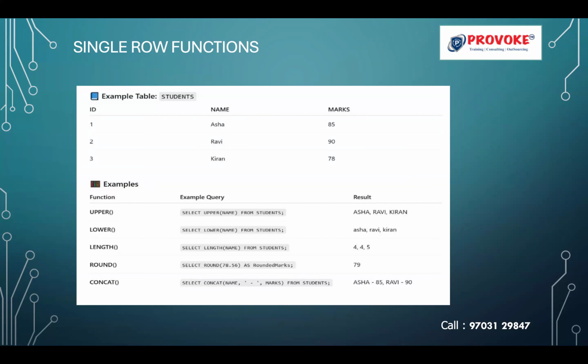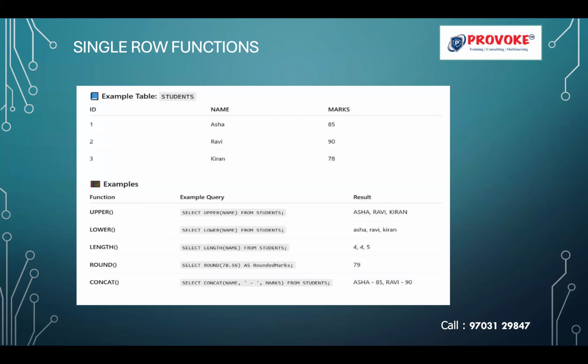So it is going to work on single rows. Next, it is going to convert all the names of the students into lower case. If you see the second result, everything is in lower case. In the third one, you calculate the length of the name. So the first is 4, the second is 4, and the third, Kiran, is 5 characters, so it is 5.